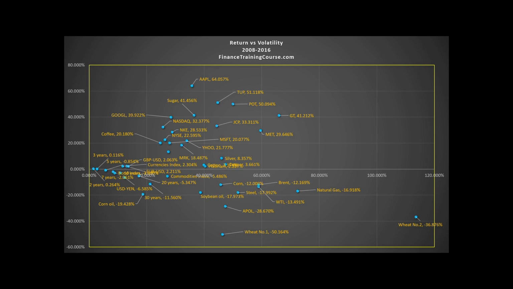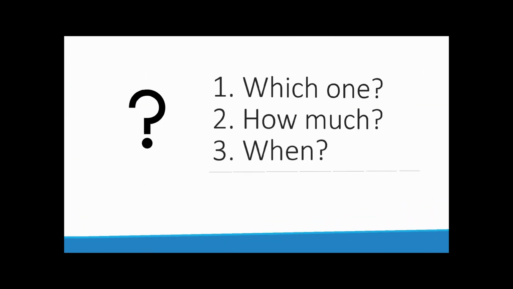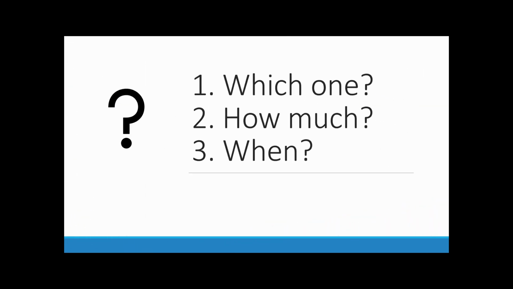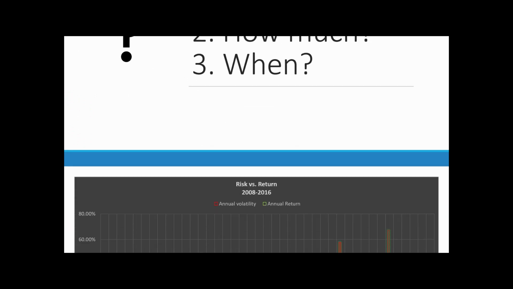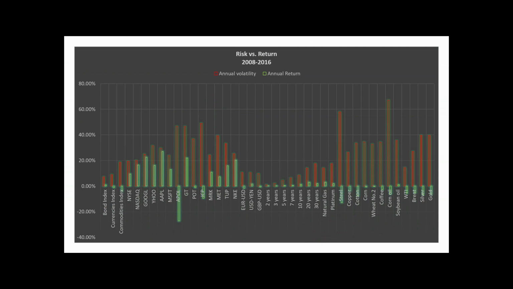There are three questions that you'd like to answer. Which one of these should you invest in? Once you know which one, how much should you invest in? And when would be the right time? A good starting point in answering these questions is risk and return. To a large extent, this is the challenge portfolio optimization models address.